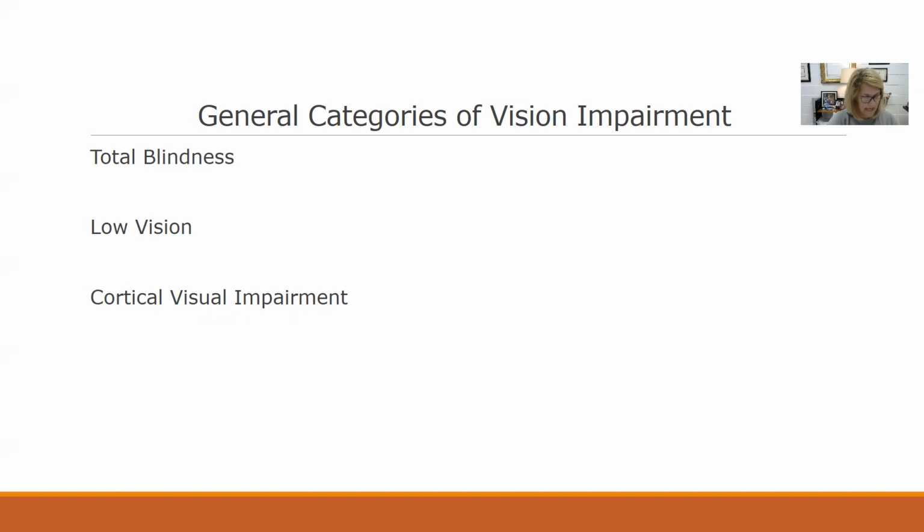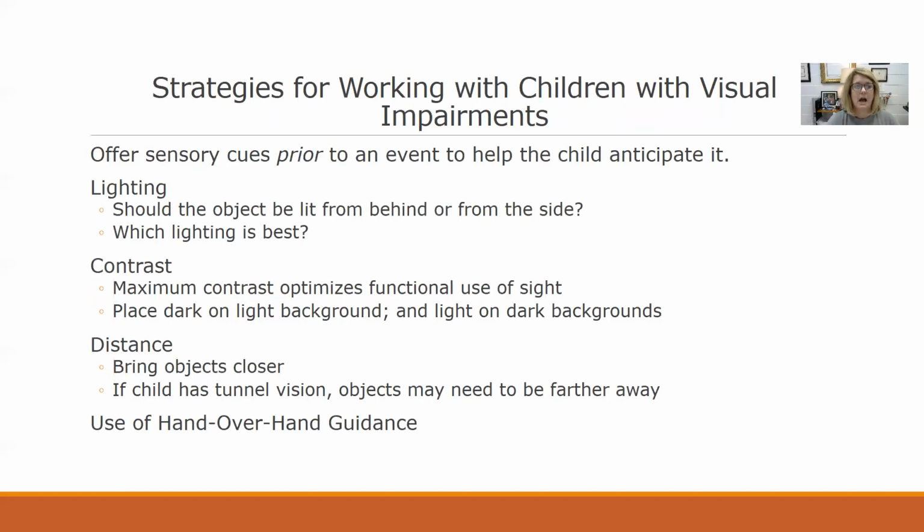Okay, so let's move on. Be mindful of your lighting and the contrast. Place dark on a light background, or light on a dark background, so they can see the difference. Distance: bring things up closer. If they have tunnel vision, things might need to be further away. So make sure you know exactly what type of visual impairment the child might have, so that you can use the strategies that work best for that child.